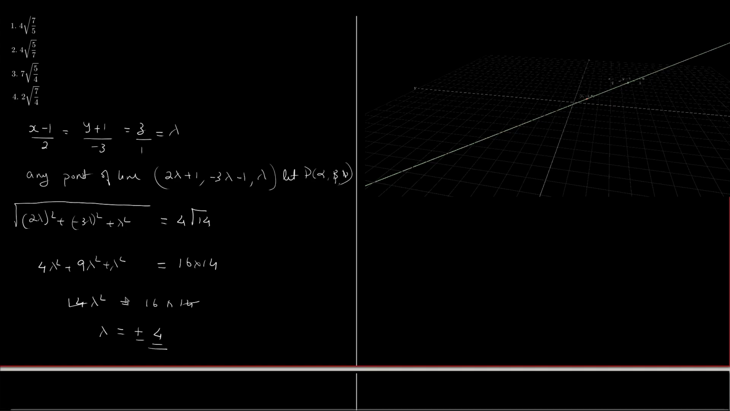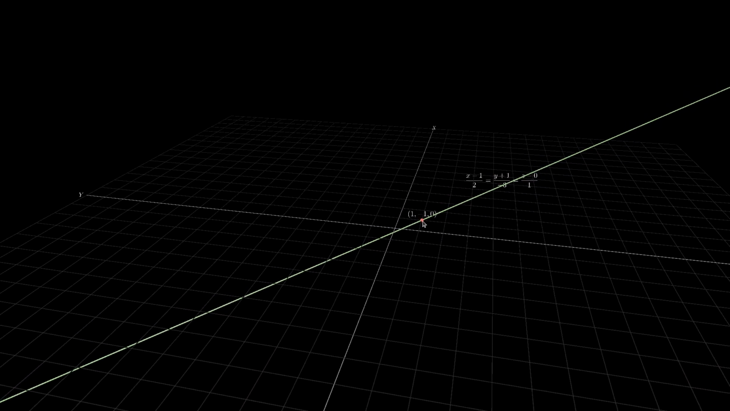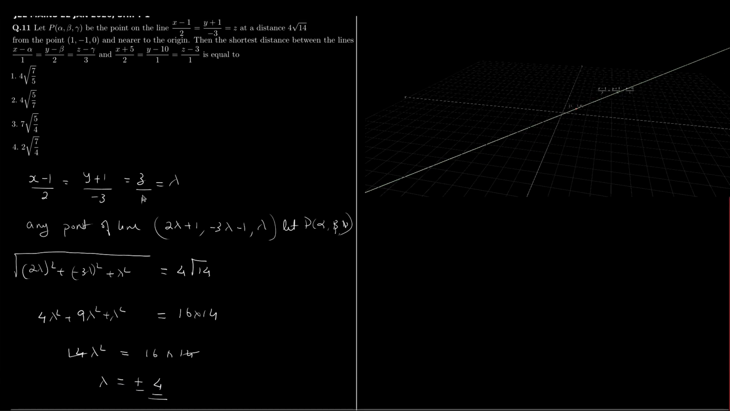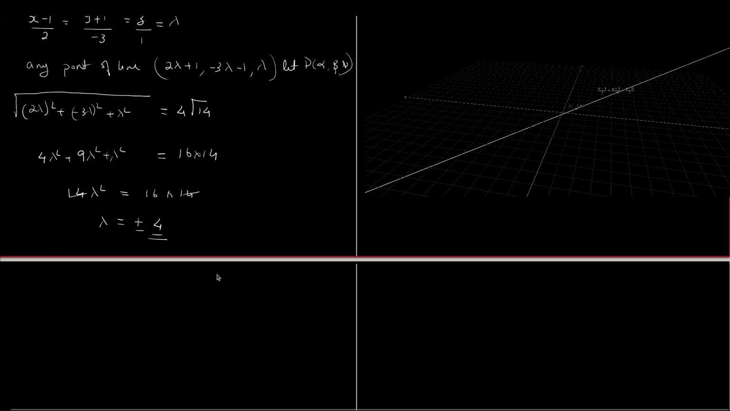So if lambda is plus or minus 4, we'll be having 2 points exactly. So this point can be towards this side, 4 root 14 towards this side or towards the other side. So in the question, it is mentioned that we need to consider the particular point P that is near to the origin. So let us take the 2 points here.